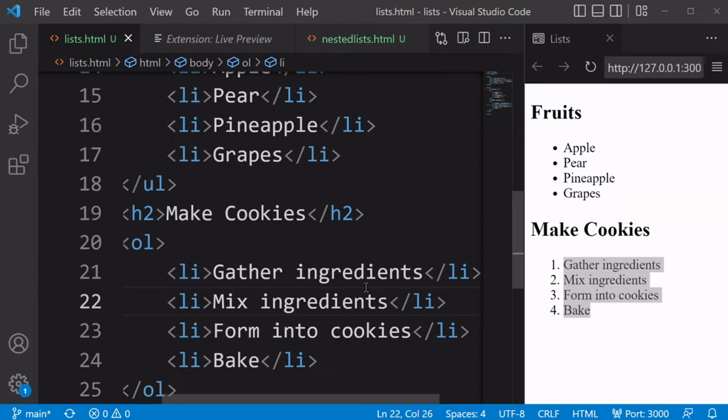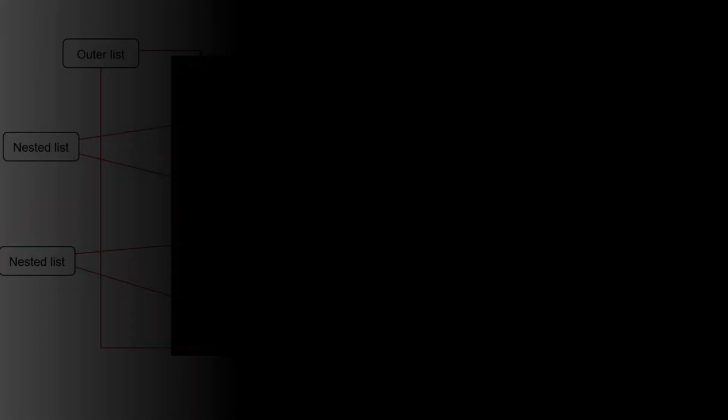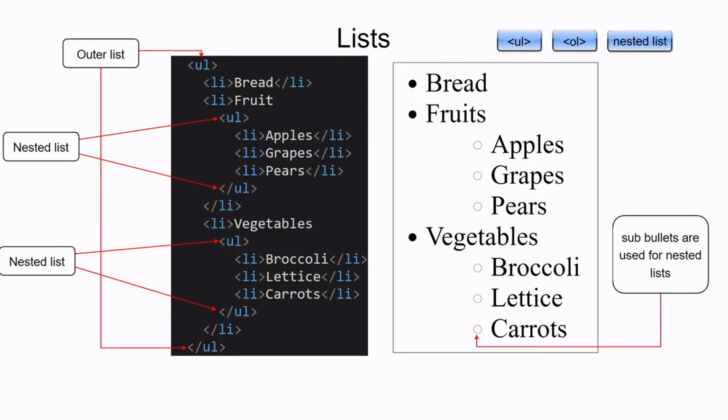Let's take a look at nested lists. Here we have two nested lists. We have one here and we have one here. Notice that the list items for our nested list are indented and have sub-bullets. If we take a look at our markup, we have our outer list starting here and ending here. And we have three main points, which are three list items. We have our list item for bread, fruit, and vegetables.